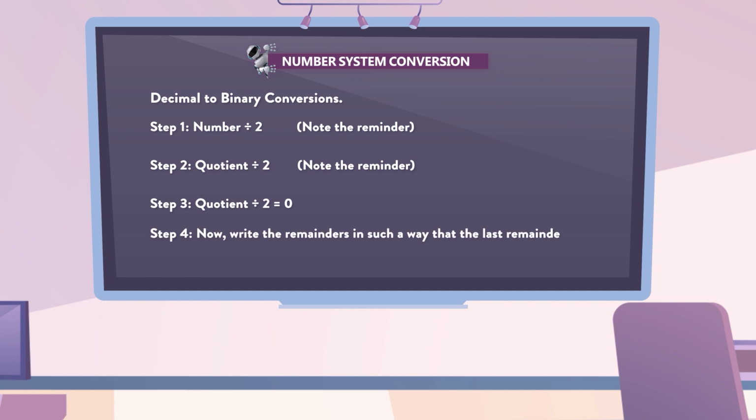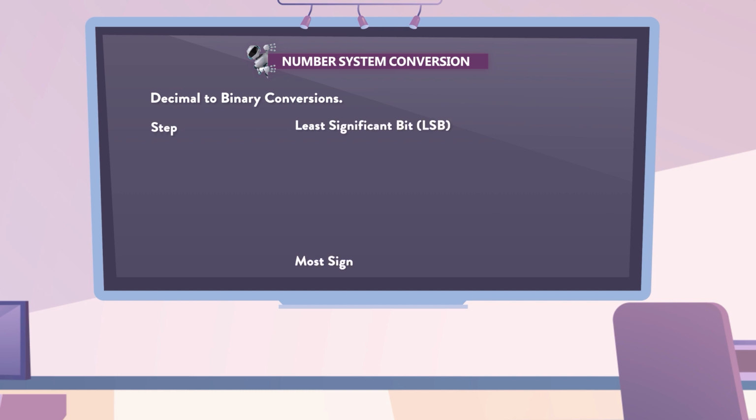Step 4 is to write the remainders in such a way that the last remainder is written first, followed by the rest in the reverse order. Lastly, this can also be understood in another way, which states that the least significant bit of the binary number is at the top and the most significant bit is at the bottom. This number is the binary value of the given decimal number.